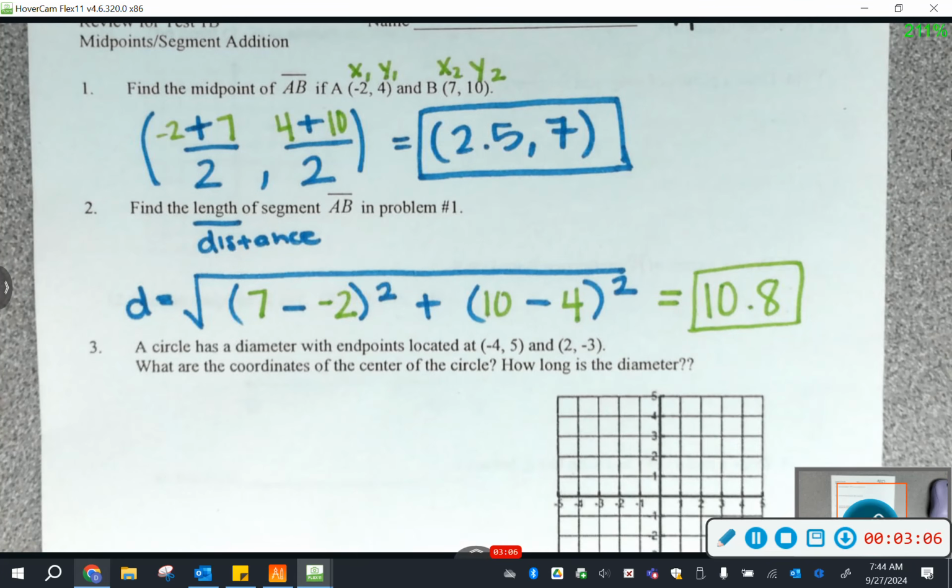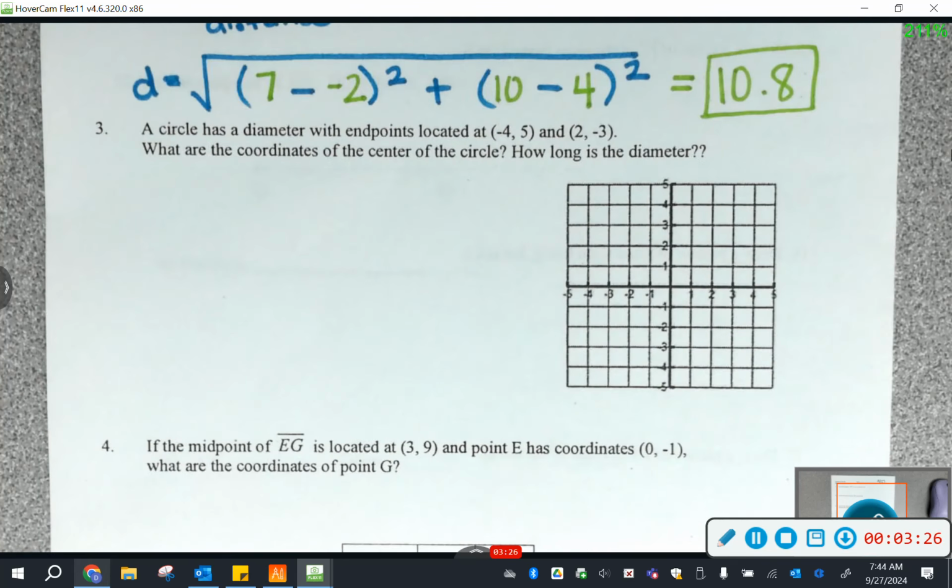Are we feeling better about distance and midpoint formulas? All right. If I had to guess, I would say that is about 15 points on your test. Maybe more. Maybe 20. All right, next one.